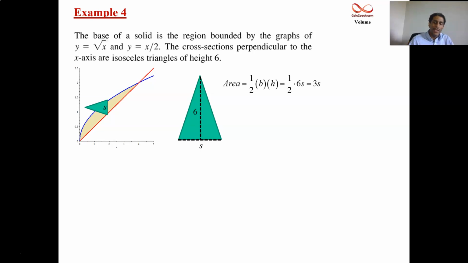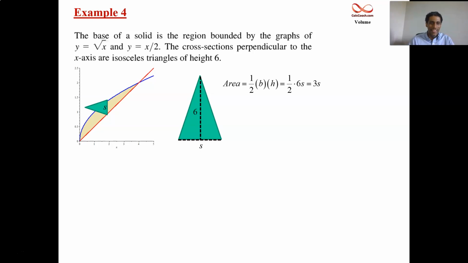But here's the issue. We need this in terms of x. When you slice perpendicular to the x-axis, your formula for area will be in terms of x, not s. So we need a formula that'll tell me that distance s based on the x value. Okay? And just think upper minus lower, okay? If it's sliced perpendicular to x, or right minus left if it's sliced perpendicular to y.